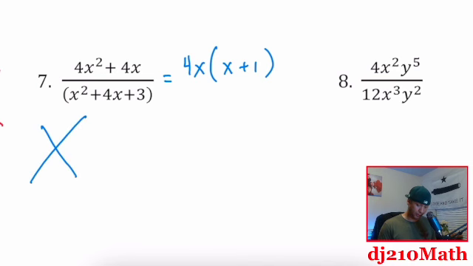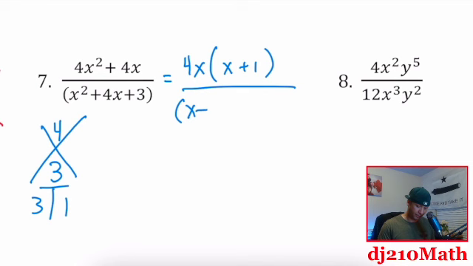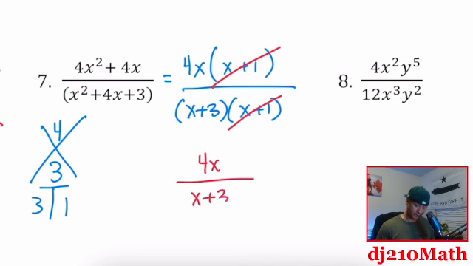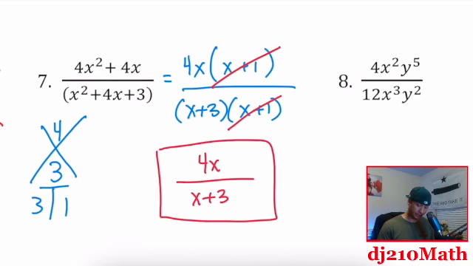Bottom, we need to figure out what two numbers multiply to make 3 that add up to 4. Only one combination, 3 and 1. So this means in the denominator, x plus 3, x plus 1. So everything's fully factored. We look to see, can we cancel anything? We can. X plus 1, x plus 1. So final answer, 4x over x plus 3. Nothing else can cancel.